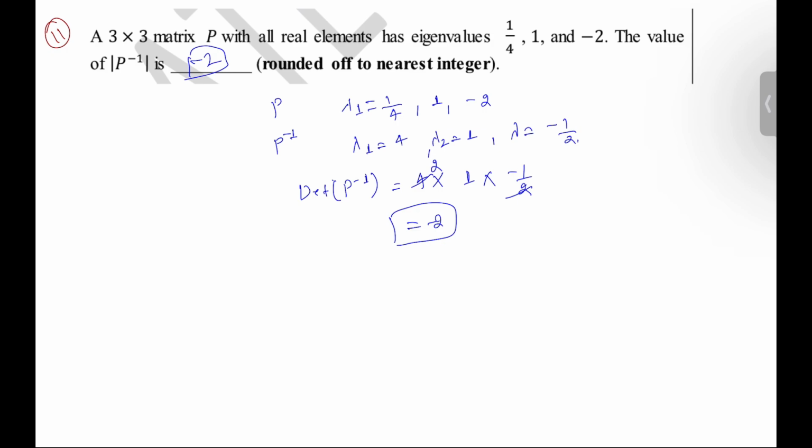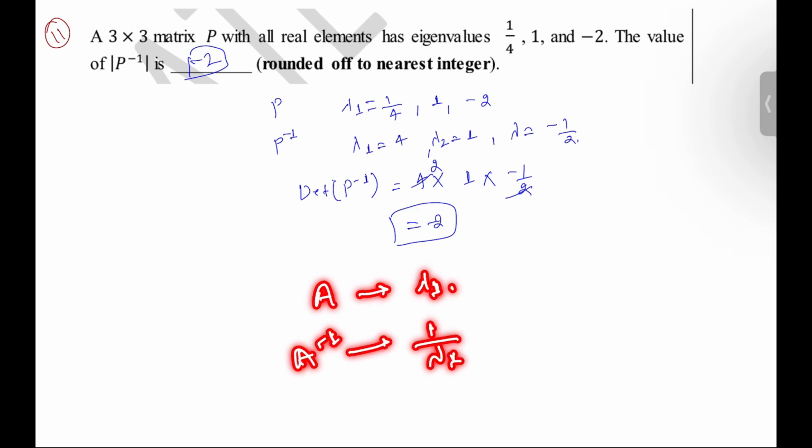So you just need to know that if A has the eigenvalue lambda 1, then A inverse will have the eigenvalue 1 divided by lambda 1. That is all.